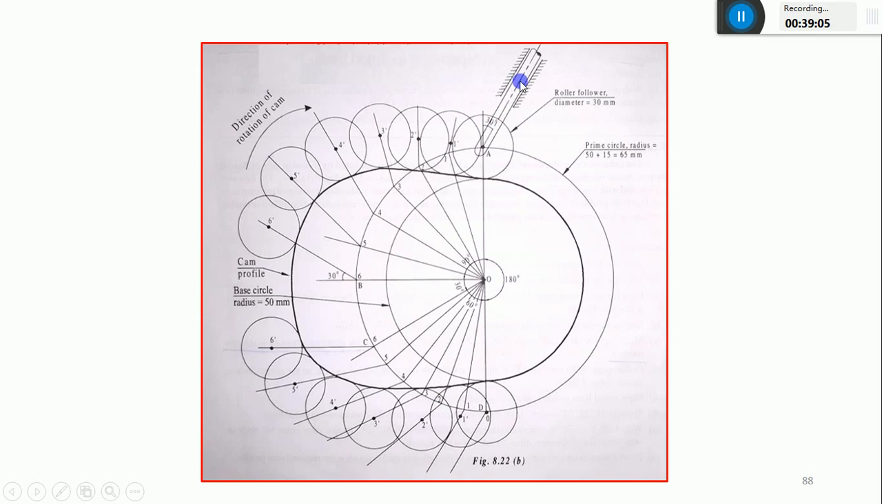You can see this is the direction in which it is restricted to move, in the up and down direction. It will move in this direction only, not in this manner. It will not move vertically, it will move slightly towards right by 30 degrees. This is the base circle, that is 50 mm. This is the prime circle, that is 65 mm, and this is the cam profile. Just indicate the direction of rotation of the cam. It is clockwise, that's why I'm indicating the angles counterclockwise, that is 90 degrees, 30, 60, and 180.